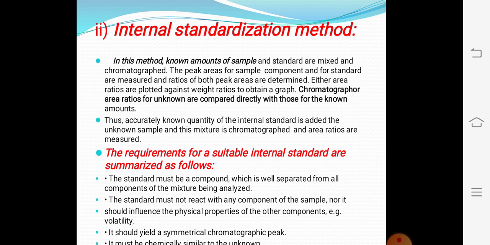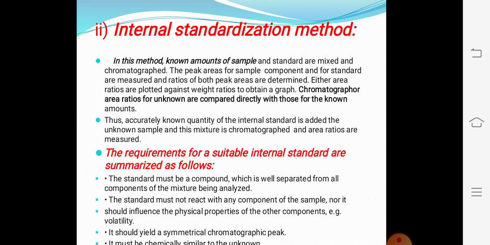In this method, known amounts of sample and standard are mixed and chromatographed. The peak areas for the sample component and for the standard are measured and the ratio of both peak areas is determined. The area ratio is plotted against weight ratio to obtain a graph. Chromatograph area ratios for the unknown are compared directly with those for the known amounts. Thus, an accurately known quantity of the internal standard is added to the unknown sample, and this mixture is chromatographed and area ratios are measured. The requirements for a suitable internal standard are summarized as follows.